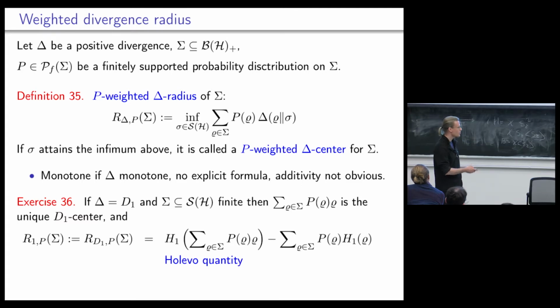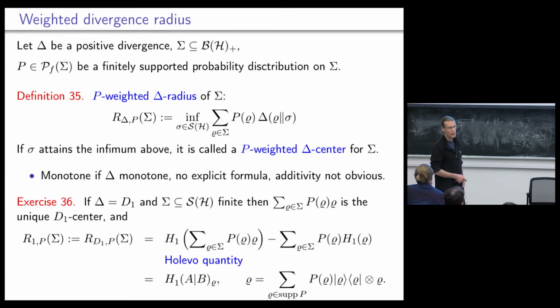And moreover, this Holevo quantity is nothing else but the conditional entropy in a classical quantum state. So if you have a set of states with certain probabilities, then you can construct this classical quantum state, look at the conditional entropy in it, and you will get exactly the Holevo quantity. Shouldn't it be the mutual information? Yeah, sorry, it's the mutual information. Yeah, I will correct this, sorry.